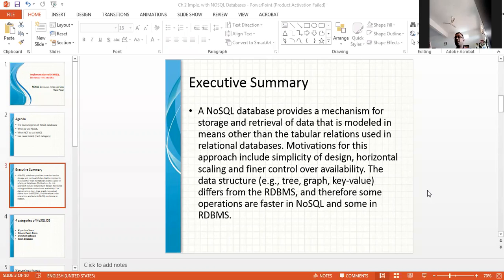That's why in some cases NoSQL is faster. In some cases RDBMS is. There are the four categories of NoSQL database.